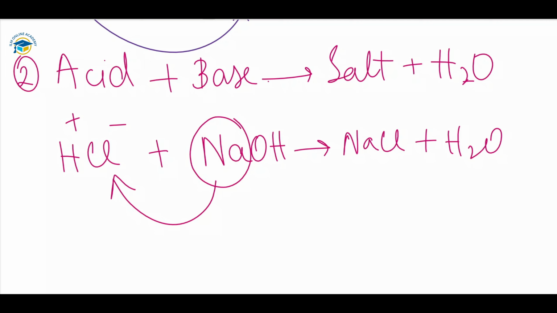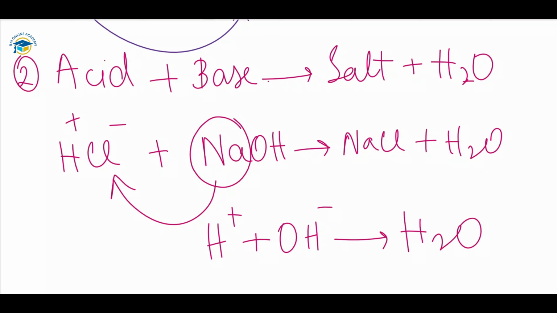In this reaction, we can see that hydrogen ions of the acid are matched by the hydroxide ions from the alkali to produce the water. Like hydrogen ions, H+ ions, plus hydroxide ions of the alkali or the base react and they form the water, that is H2O.